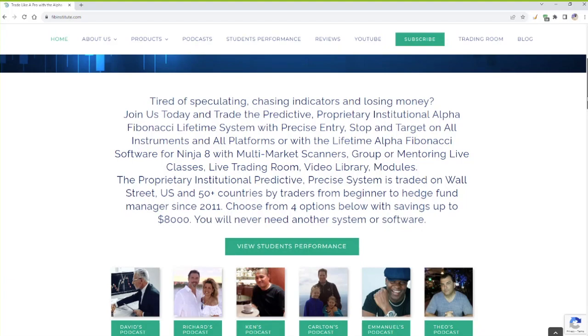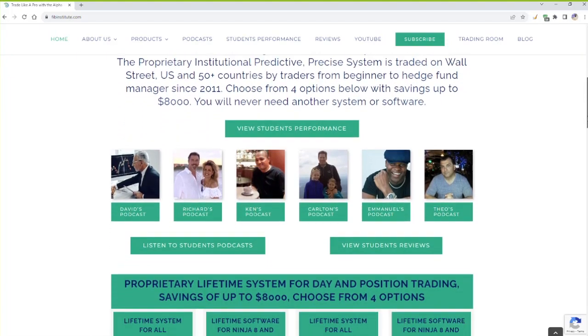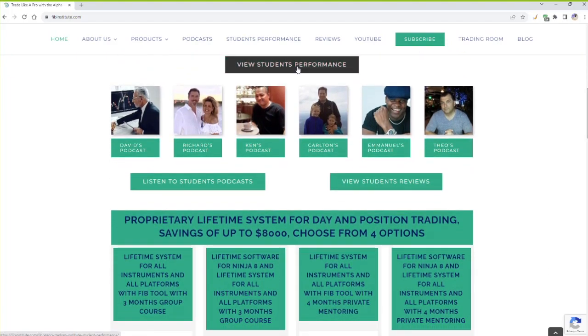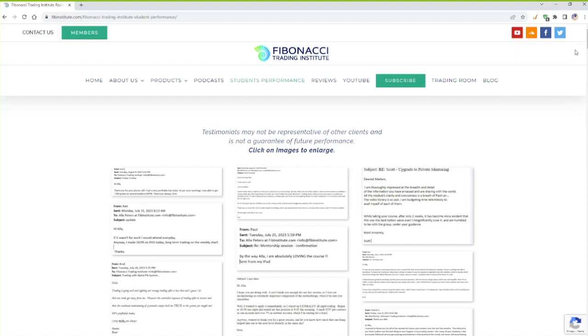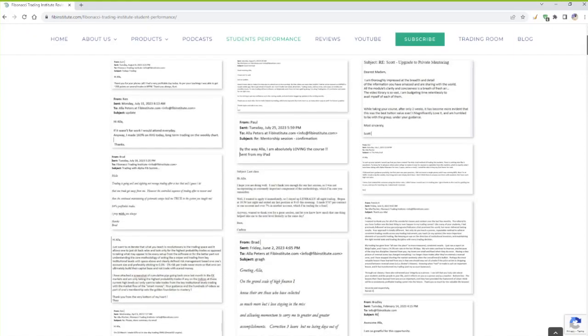Proprietary system traded globally, all instruments, all time frames, all platforms, or with software for NinjaTrader 8. So when you click on students' performance, you become blown away. No other website has this.